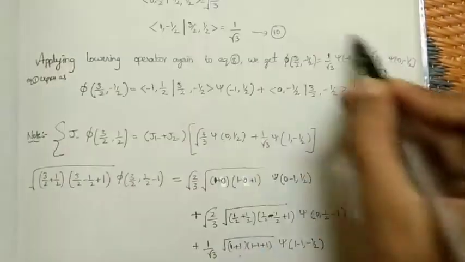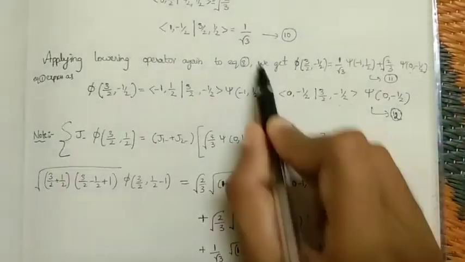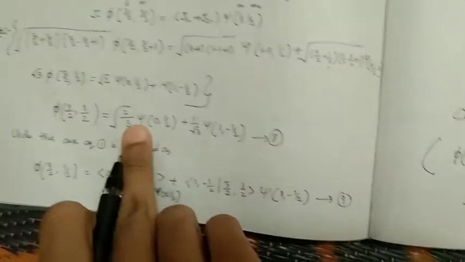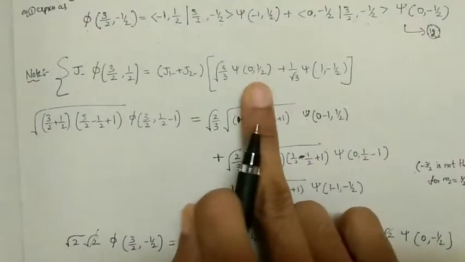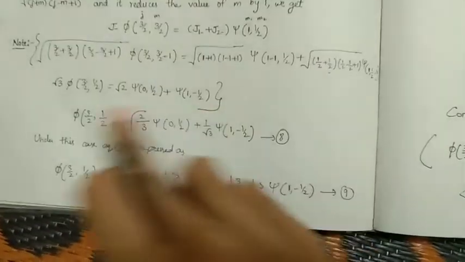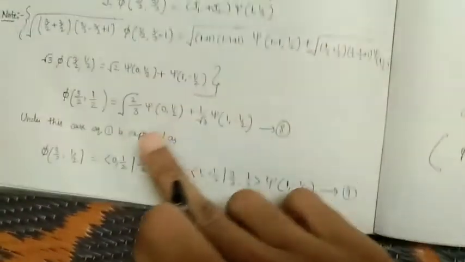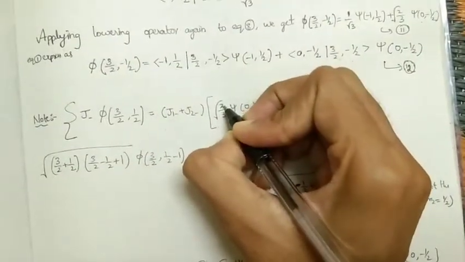How are we getting this equation? By applying j minus to equation 8. Let us see the solution in the notes. This is equation 8: phi of 3 by 2 comma half equals root 2 by 3 xi of 0 comma half plus 1 by root 3 xi of 1 comma minus half. On both sides of this equation we need to apply j minus. So j minus phi of 3 by 2 comma half, and on the right side j minus equals j1 minus plus j2 minus, applied to this entire thing, with root 2 by 3.